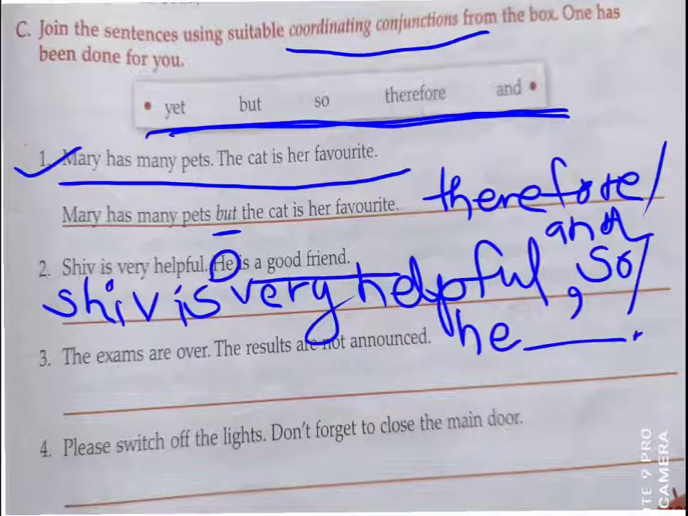So remember one thing: after helpful you have to put a comma, and after he is a good friend, you have to put a full stop.